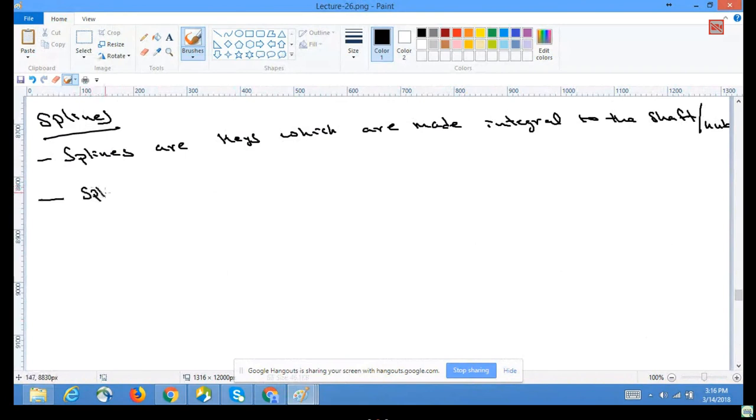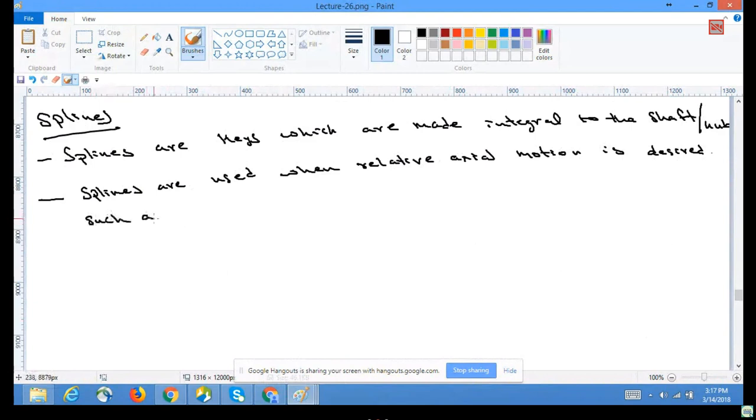splines are used when relative axial motion is desired, such as, for example, we typically find it in our gear shifting mechanism in automobile gearboxes.